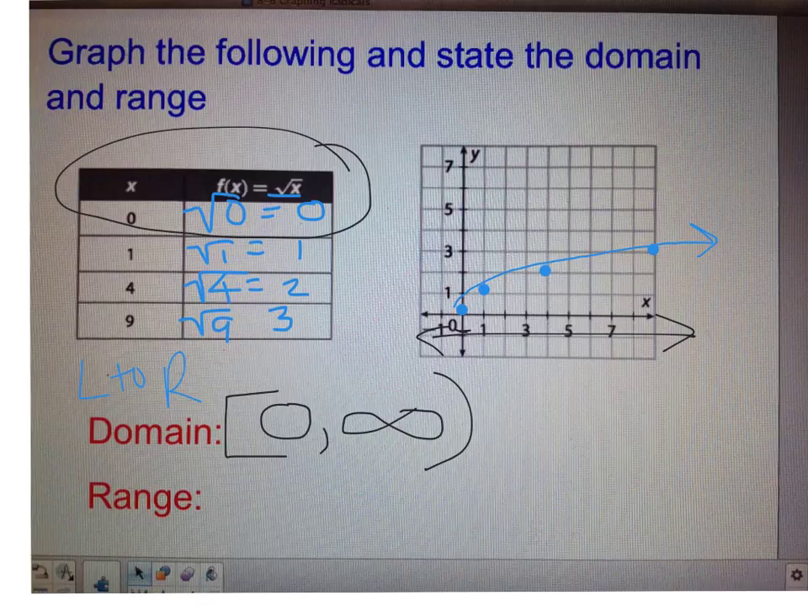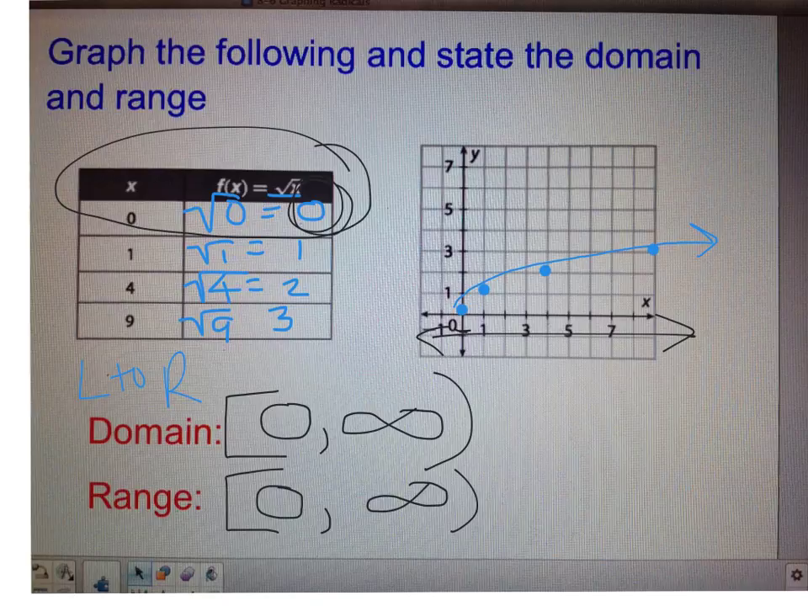And then for the range, it's how far low to how far high. And again, y, 0 is included in our range, but that's the lowest this thing goes. And then how high does it go? It goes all the way to infinity.